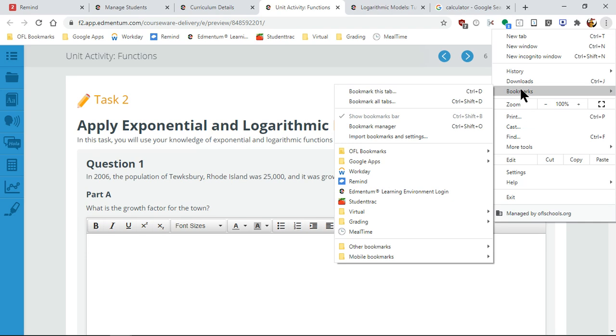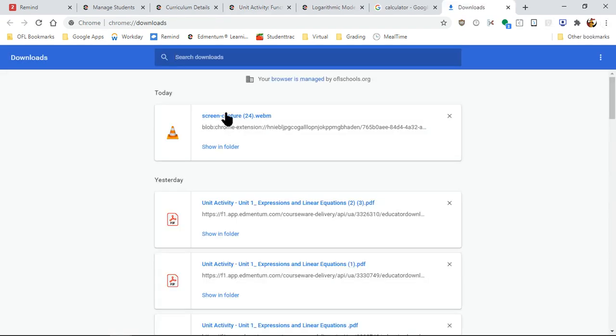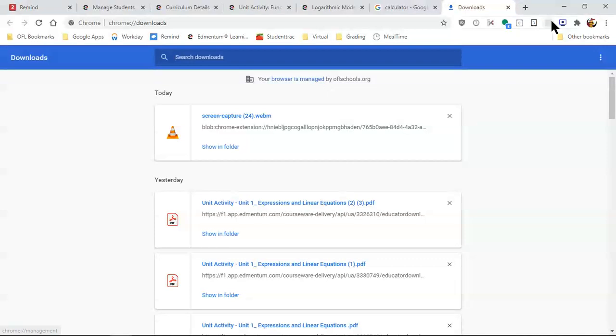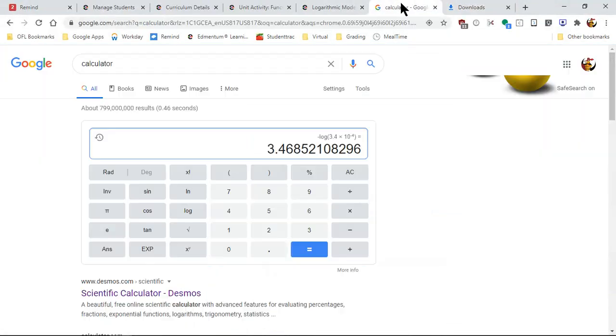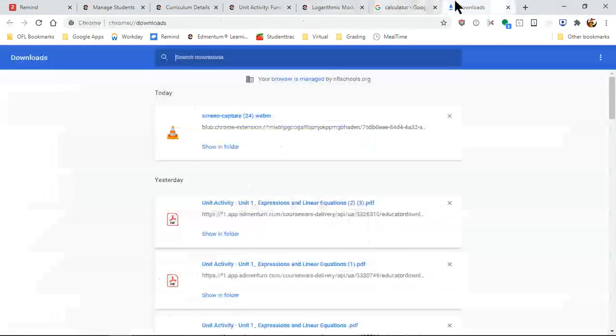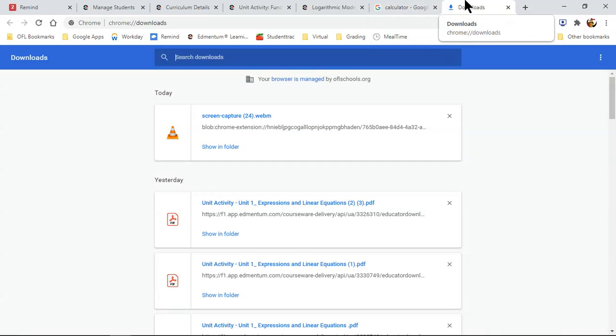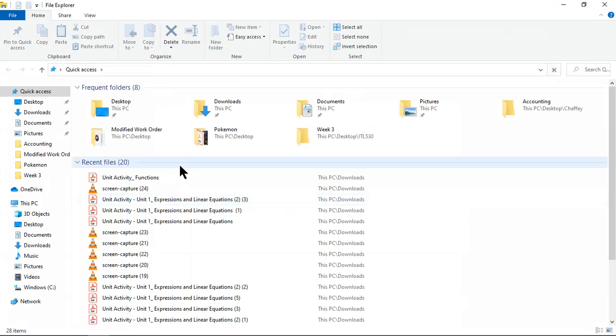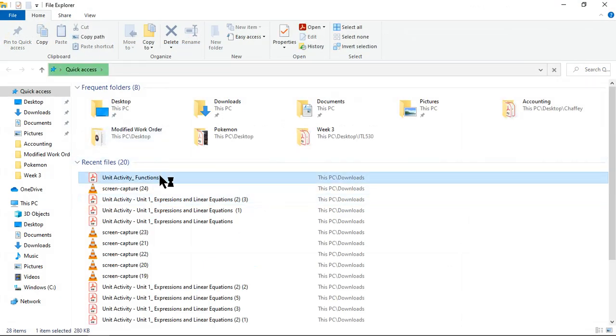How do I do that? Downloads. There we go. Downloads. Did it not save it? Where did it go? It was supposed to save it. Hold up, guys. I'm sorry. There it is.